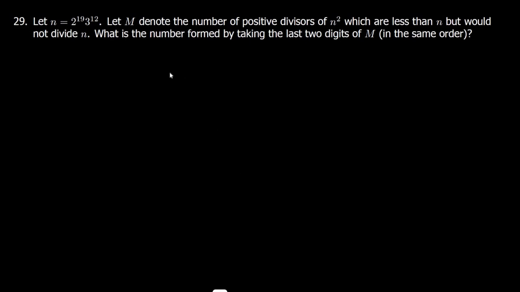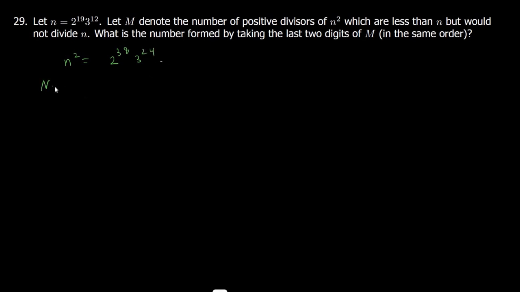So in this question, let n be this number, 2^19 times 3^12. And let m denote the number of positive divisors of n squared which are less than n but would not divide n. First of all, n squared will be 2^38 times 3^24.